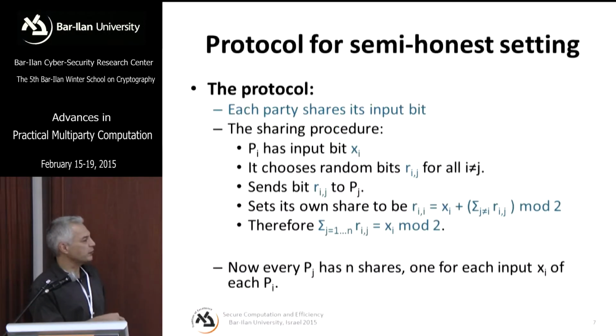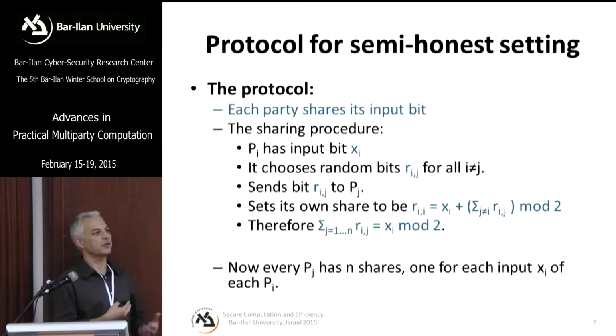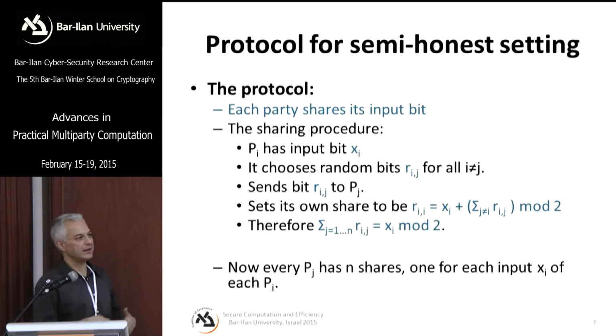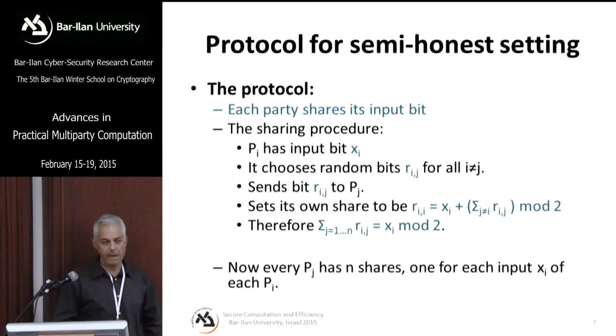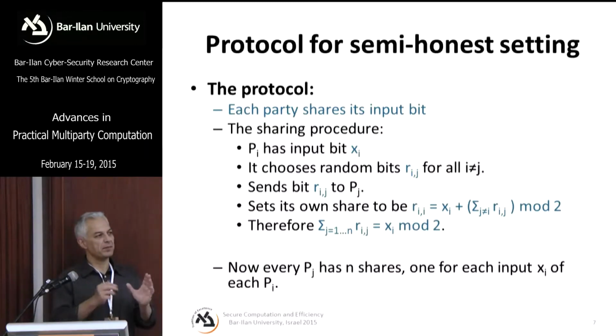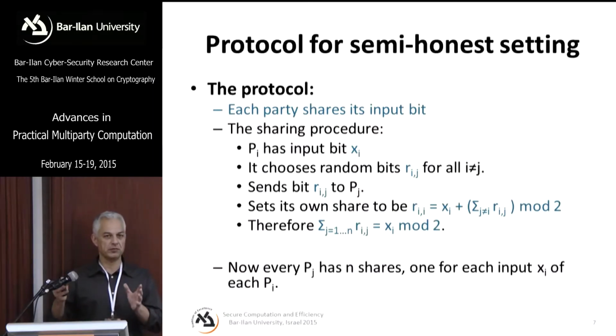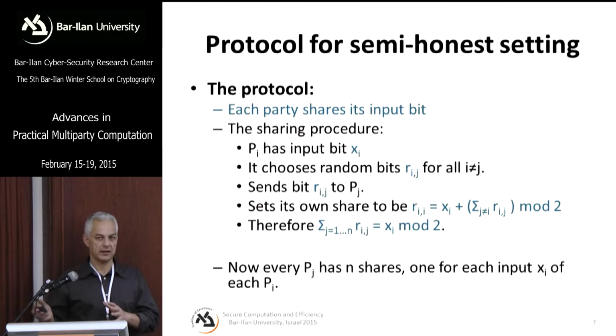And now we can see that if we sum all the shares, computing the exclusive OR modulo 2, we get the original value. Because basically the party i's component in that sum cancels with all the values it sent to the other parties, and what we get in the end is xi. So this is how sharing is done. After we do this sharing, every party pj now has n shares, one for each input of each of the n parties. Okay? So that's how we start the computation.